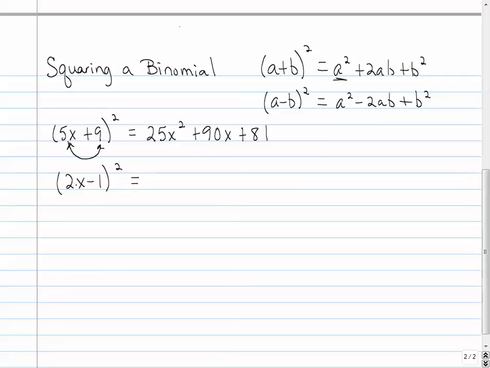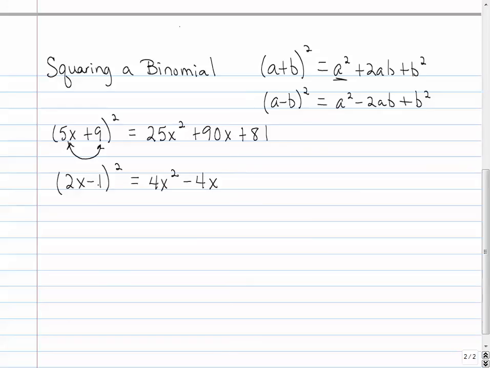If you multiply 2x times itself, 2x times 2x is 4x squared. So when you square the first term, you get 4x squared. Now, to get the middle term, you're going to multiply the 2x and the negative 1 together and double it, or multiply it by 2. So 2x times negative 1 is negative 2x. And if you multiply that times 2, that would give you negative 4x. So the middle term is negative 4x. See, 2 times 1 is 2, times 2 is 4, so it's going to be negative 4x.